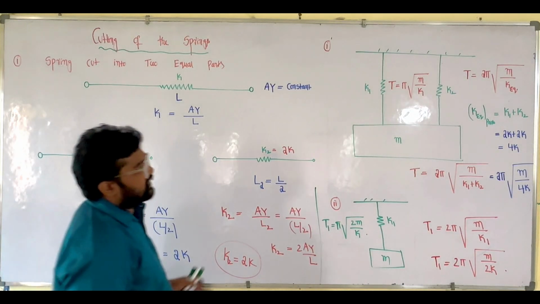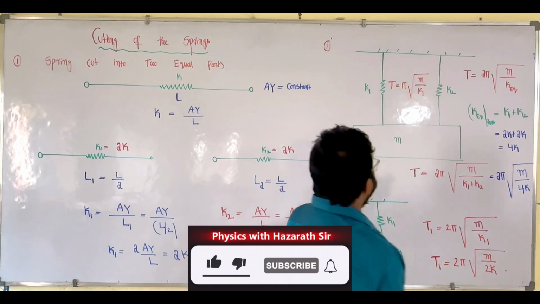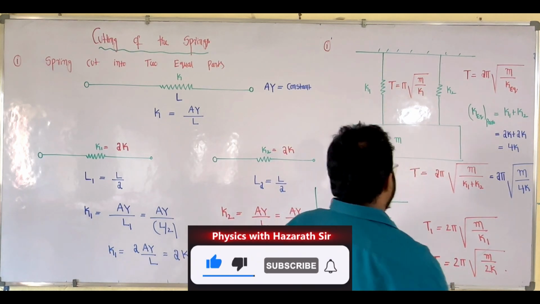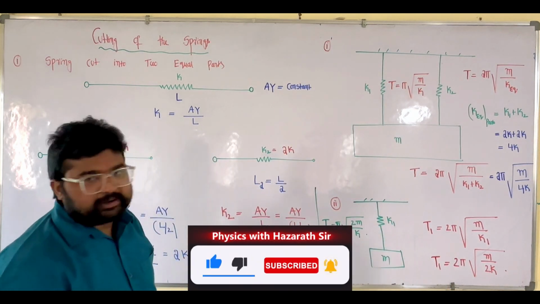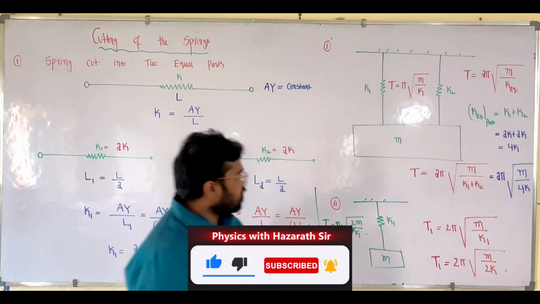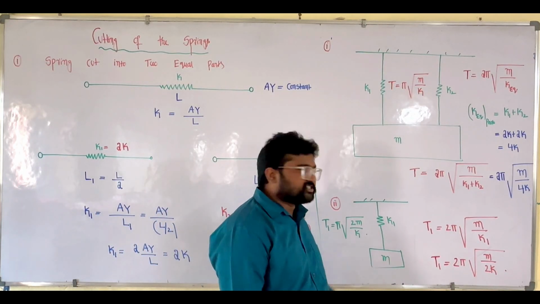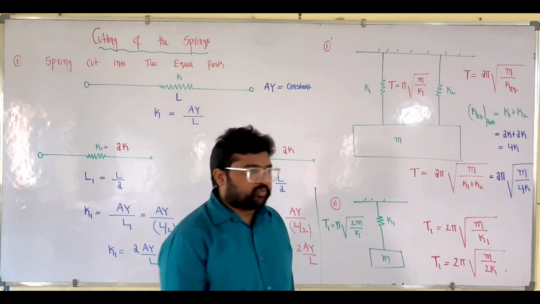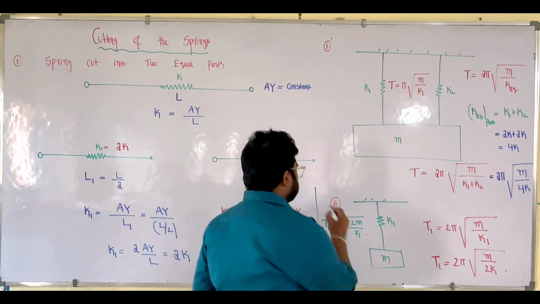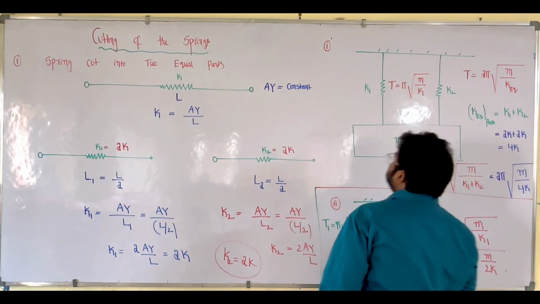Then the cut parts are connected in parallel. Sometimes they will take only one part connected to the mass. Mass is attached to the one part. Clear? What is the time period of oscillation can be asked in the question.